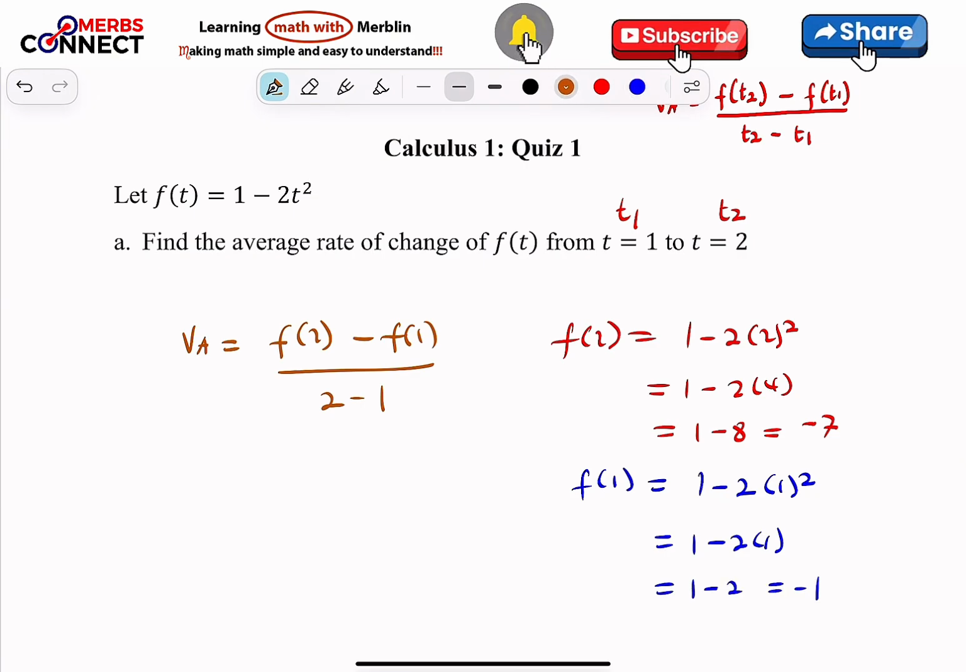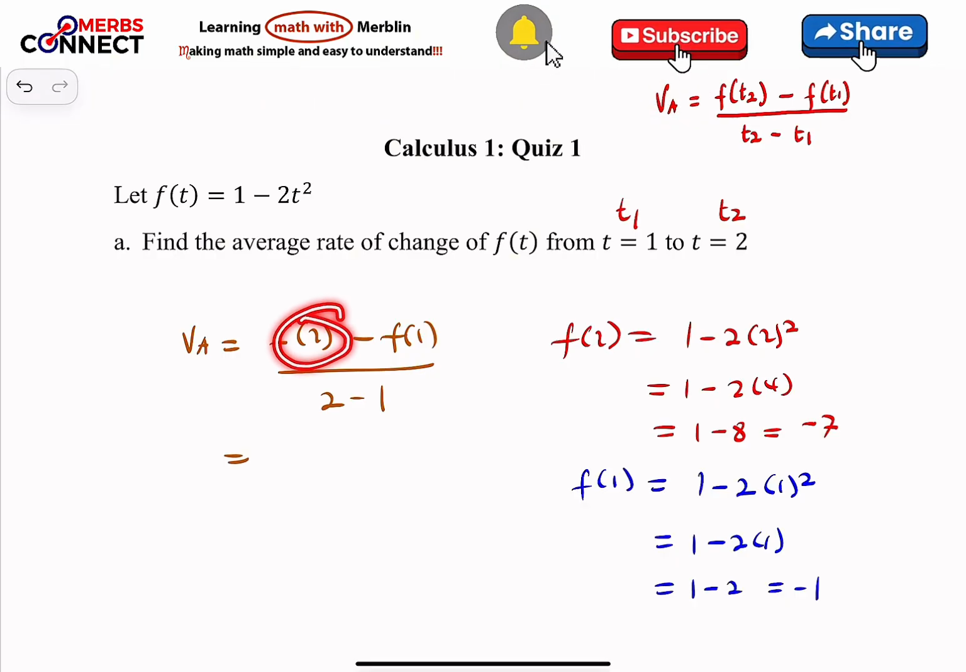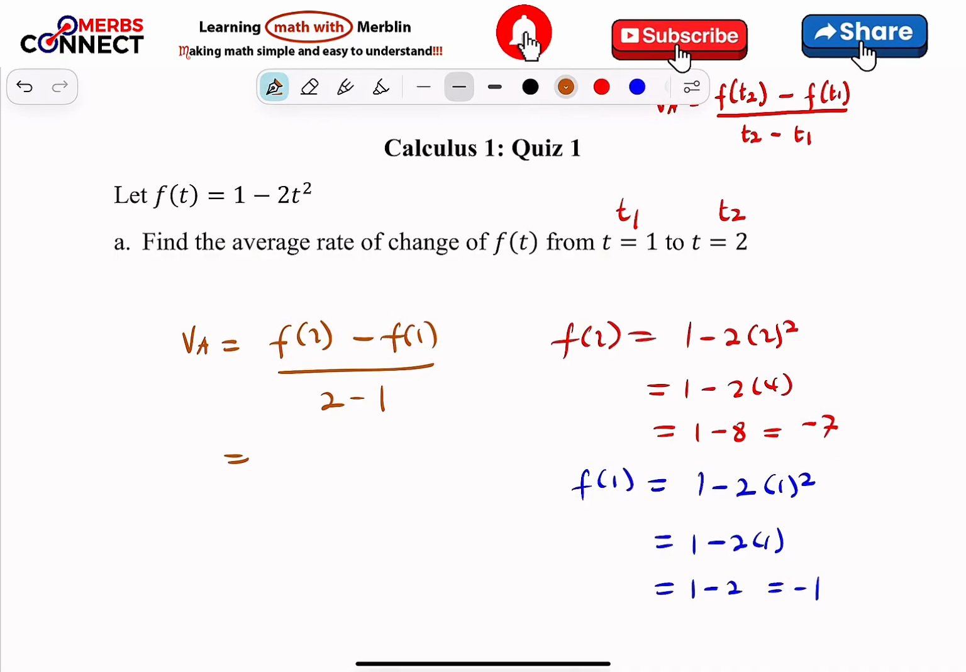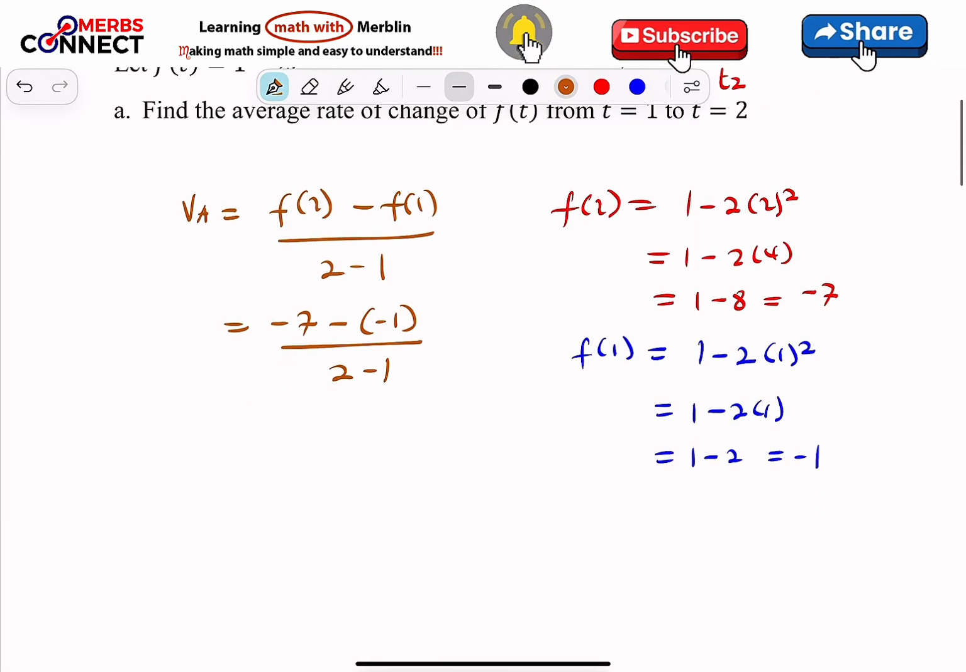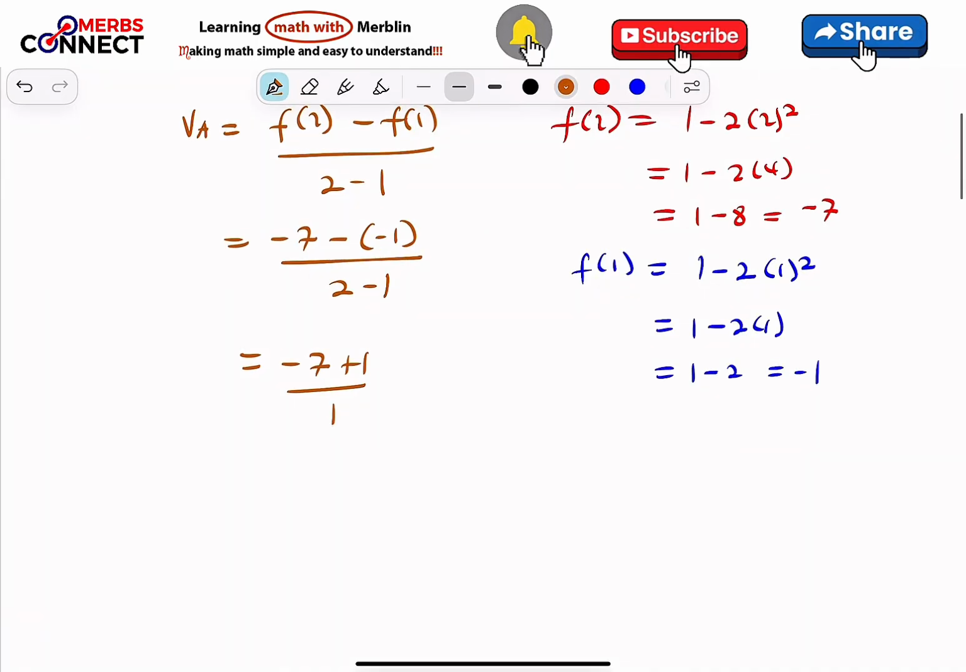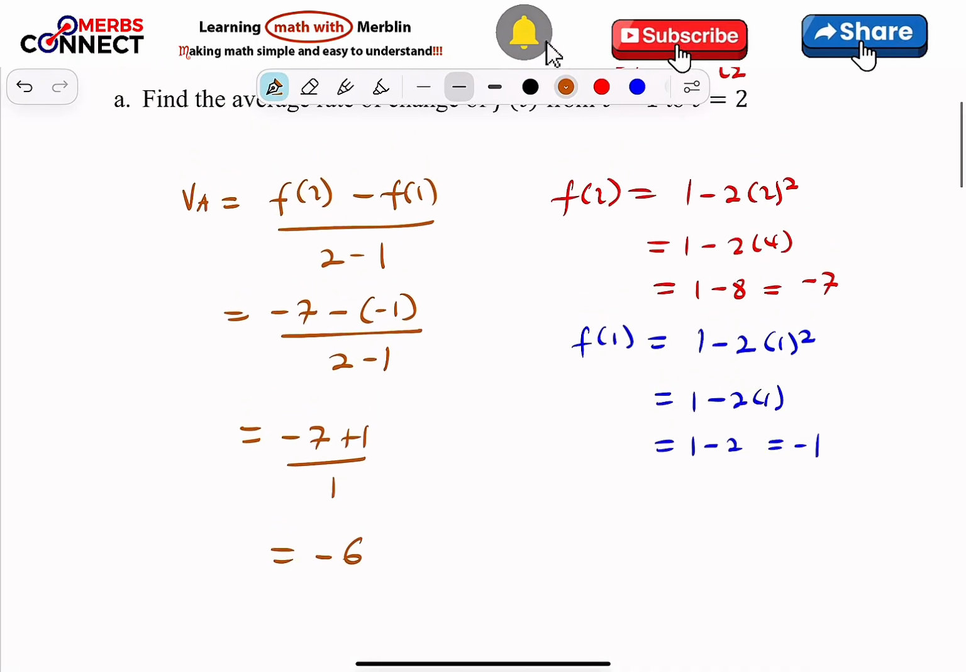So everything is ready. Now we have f of 2 to be minus 7, and f of 1 to be minus 1. So we are going to have minus 7 minus minus 1, divided by 2 minus 1. Let's simplify this: minus 7 plus 1 divided by 1, and this is going to give us minus 6. You see that this is very simple when you take your time and you are doing this step by step.